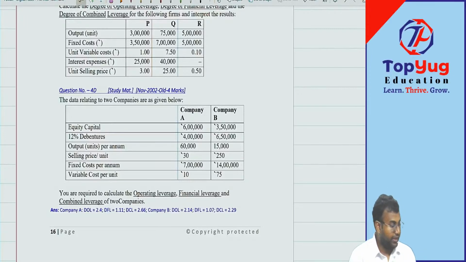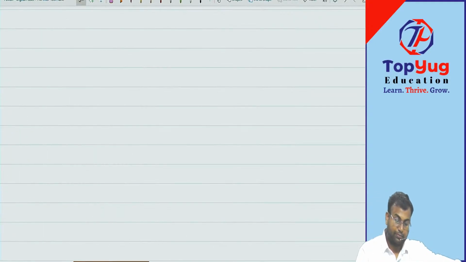So problem 4D. The data relating to two companies are given below. Equity capital 6 lakhs and 3 lakh 50,000. 12% debentures at 4 lakh 6 lakh 50,000. Output units per annum 60,000 1 lakh 15,000. Selling price per unit 30 to 50. Fixed cost per annum 7 lakh 14 lakh. Variable cost 10 75. We are required to calculate operating, financial and combined leverages for both the companies. Simple problem, sir.